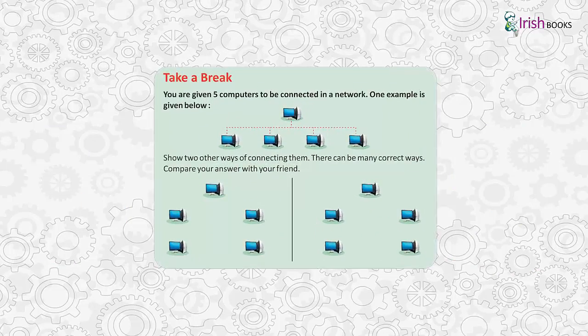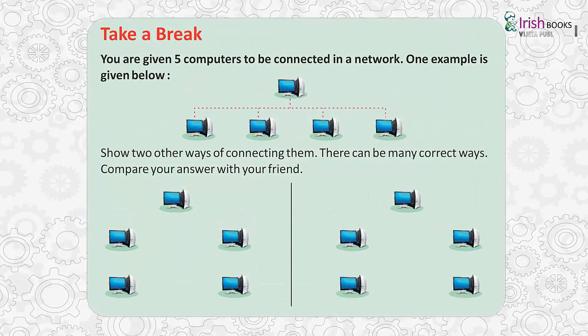Take a break. You are given 5 computers to be connected in a network. One example is given below. Show 2 other ways of connecting them. There can be many correct ways. Compare your answer with your friend.